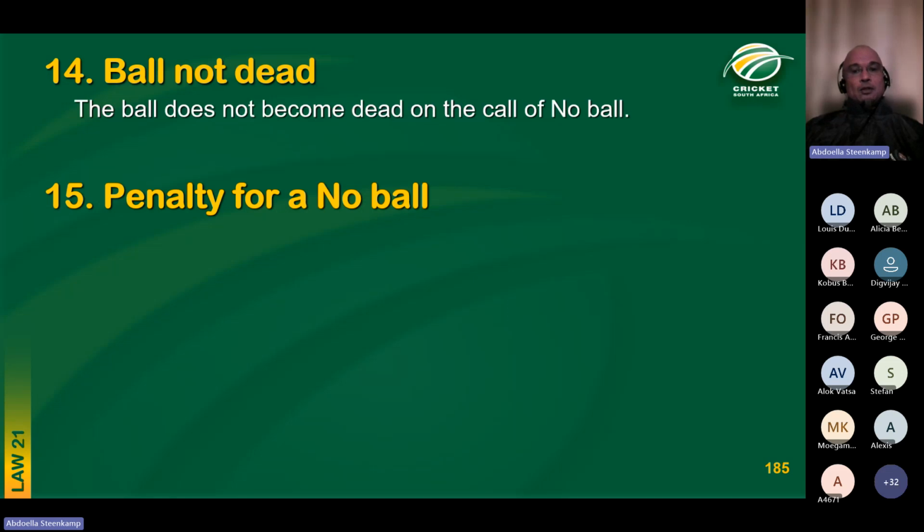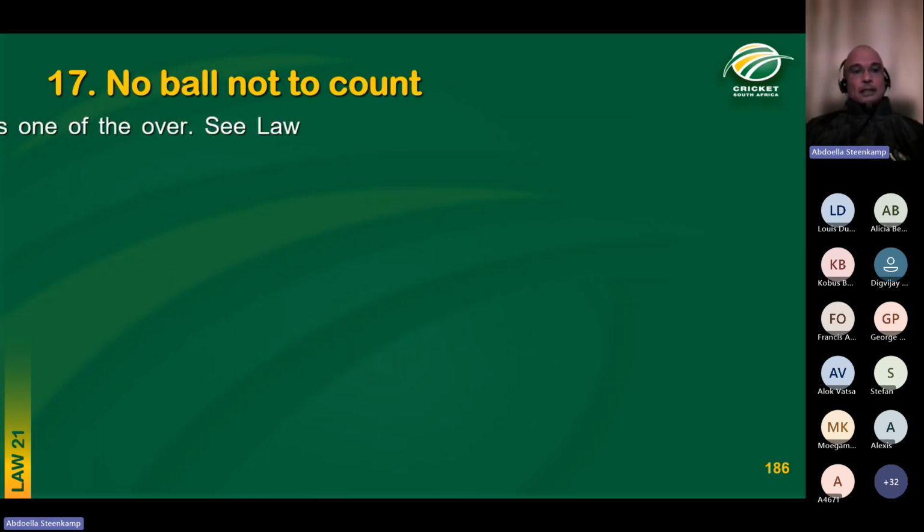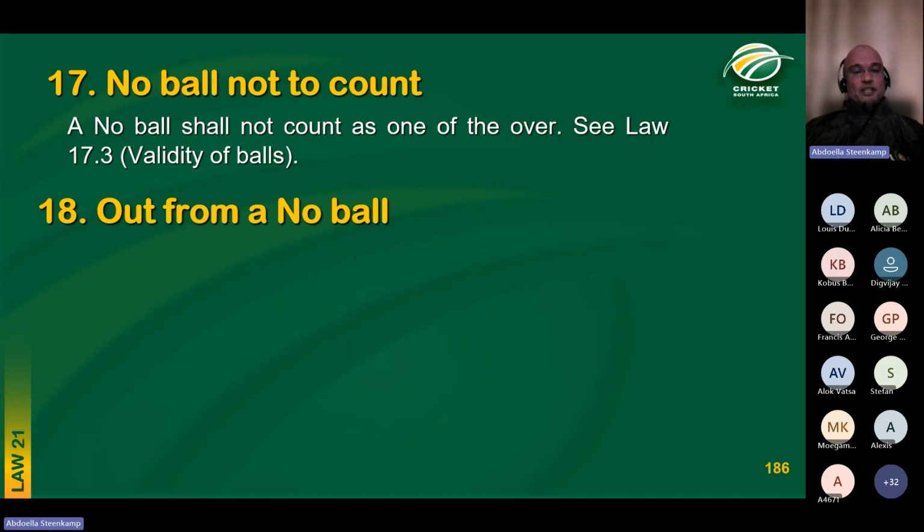The ball does not become dead on the call of no ball. What is the penalty for a no ball? There's a penalty of 1 run to be awarded on the call of no ball. Unless the call is revoked, the penalty shall stand, even though a batter can be dismissed off a no ball. We'll see in the next slide how a batter can be dismissed off a no ball. And it shall be in addition to any runs scored, any boundary allowances, or any penalty runs that you may award. The no ball does not count as one for the over.